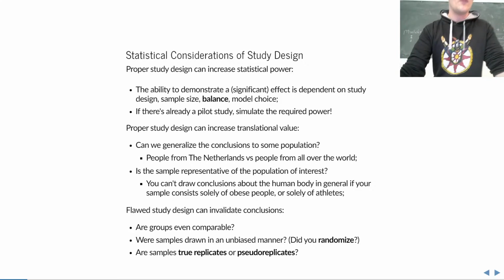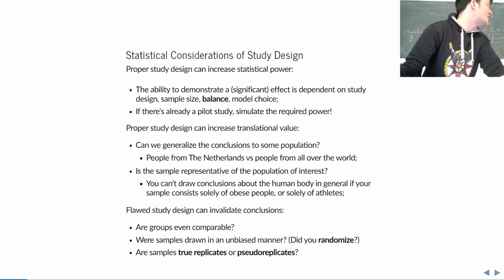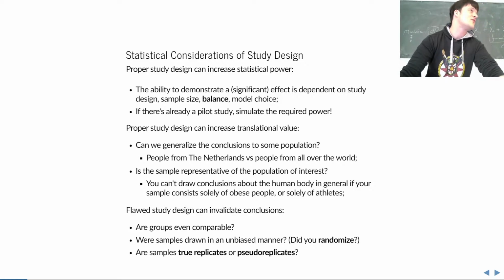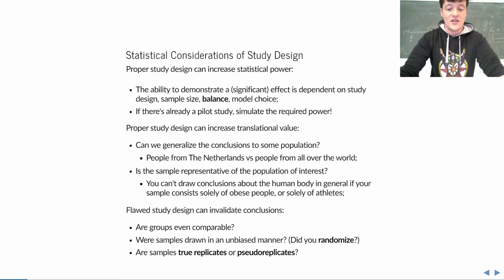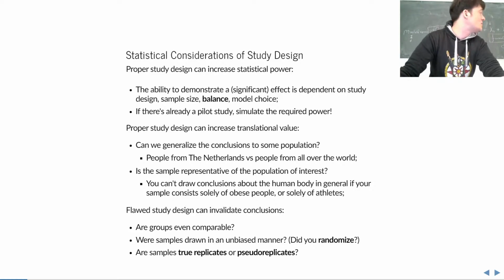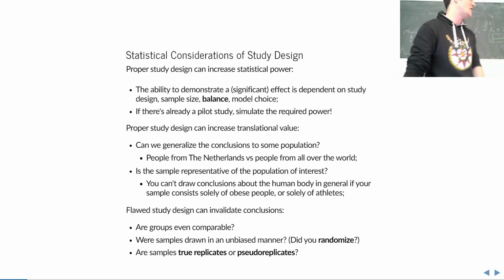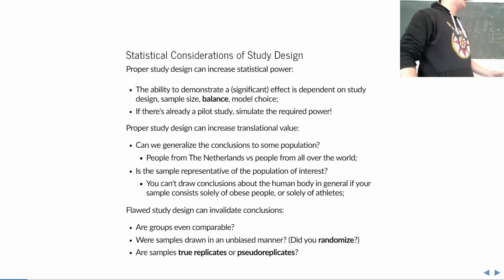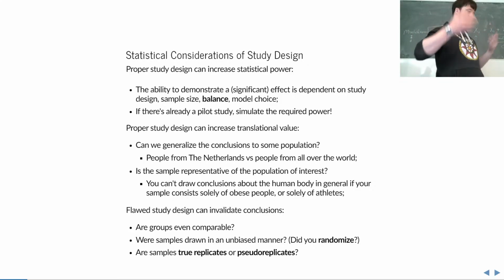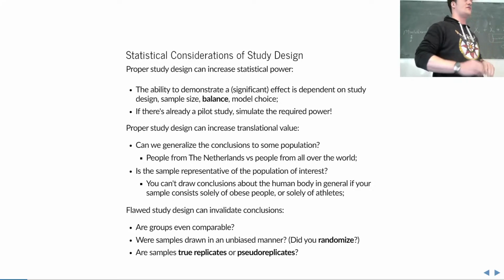So always keep in mind whether groups are comparable, because that can invalidate your entire study and make it difficult to draw any conclusions that are meaningful. Yeah, always try to randomize when it is feasible, because that prevents bias to a very large extent. And always, before you do any kind of data collection or experimenting, think about what constitutes a true replicate, and avoid pseudo-replication if you can.